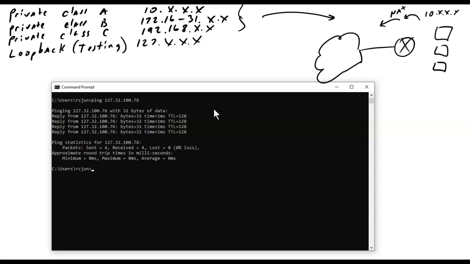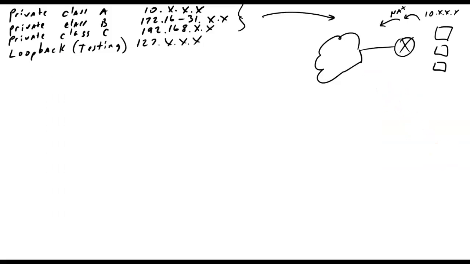The next one we have is what we call APIPA, A-P-I-P-A. It stands for Automatic Private IP Address. So again, this is a private IP address, but it's automatic.